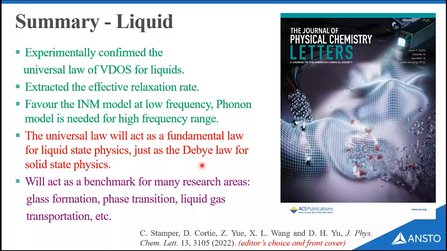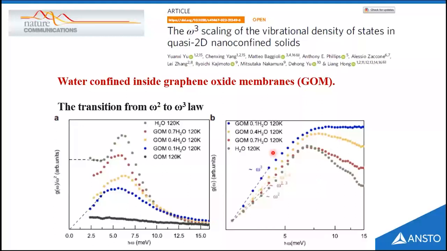This work has been published very quickly in the Journal of Physical Chemistry Letters, with editor's choice and made into the front cover. So for the next example, I'll show you the omega to the power three law. When we confine the water in a graphene oxide membrane, we see this transition to the omega to the power three law. For example, here, this is the bulk water at 120 Kelvin. And beware of this, the y-axis is normalized to omega to the power two. So this is a flat line, which means this is the omega square law.